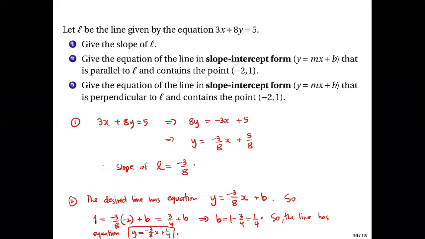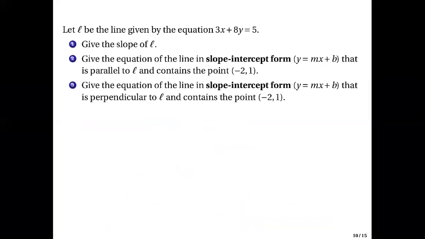For number 3, we need the perpendicular. Okay? So we need the slope that is perpendicular to L. So this is just -1 over the slope of L, and we've calculated that to be -3/8. So this is simplified into 8/3.